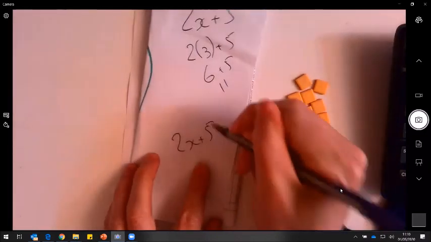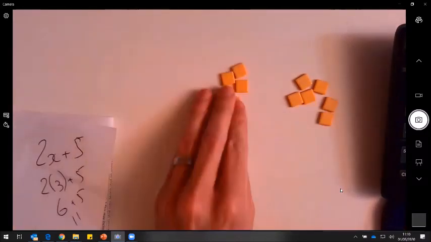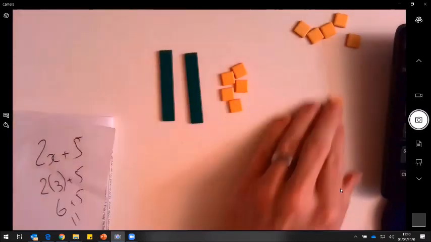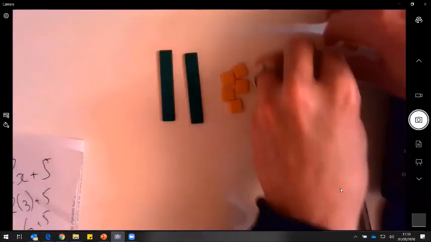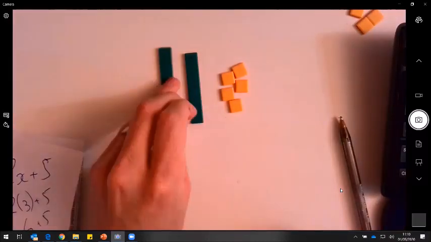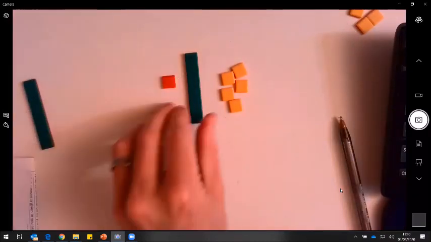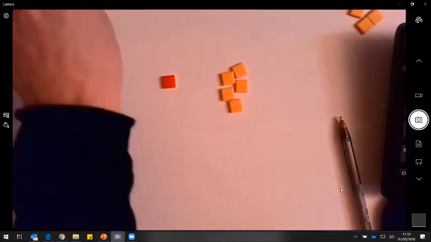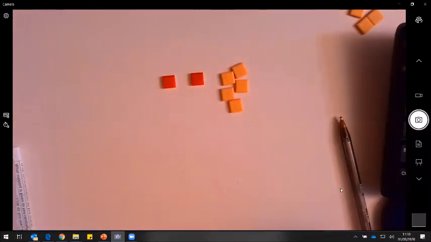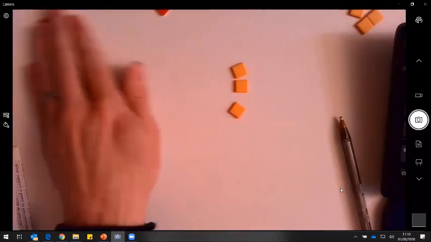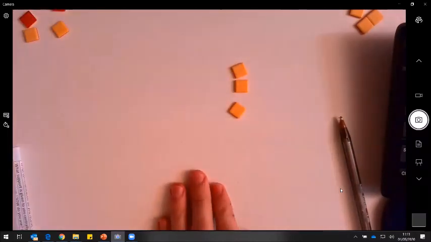2x plus 5 again, but this time they can see it happening. They can see the x. If I'm going to say x equals -1, I'm going to replace that x with a -1. I'm going to substitute, using the proper mathematical word, with -1. And they can see it happening. And oh, we've got some zero pairs. Goodbye. And the solution is 3.